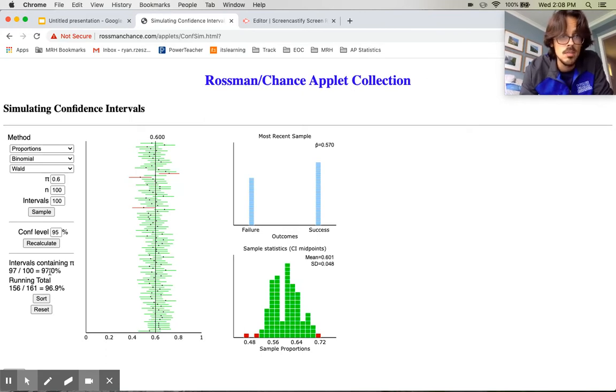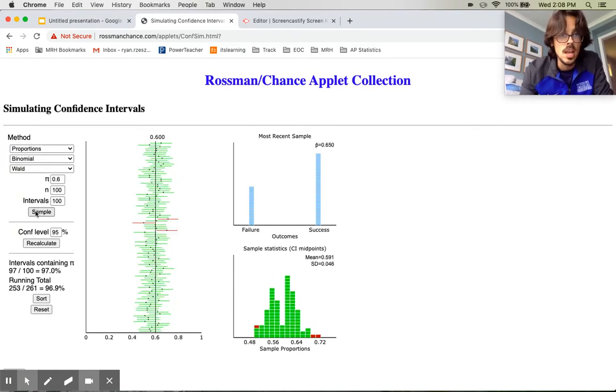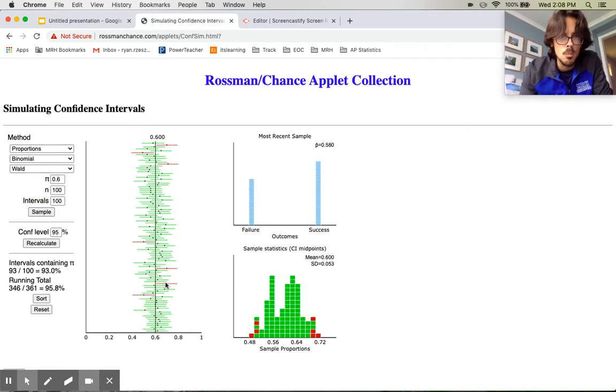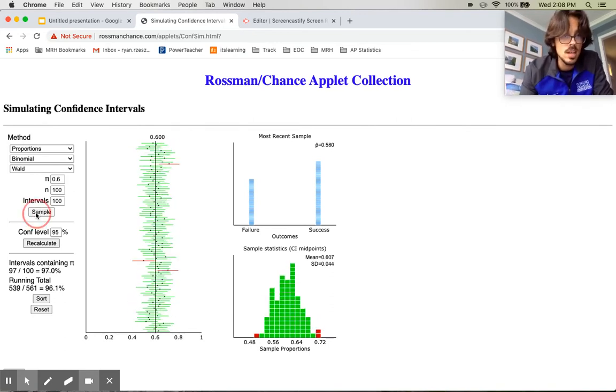So we have a 97% success rate in that group of 100. If I do it again, here's another batch of 100. I got another 97 for that one. If I do it again, there's a lot more people who missed this time. So that group only had 93% of their people who got the right answer. And we're just going to do this a bunch of times right here.